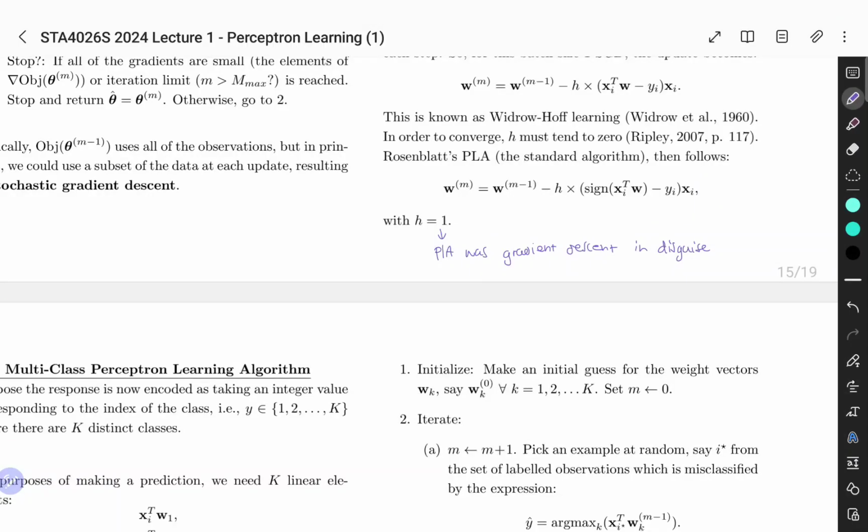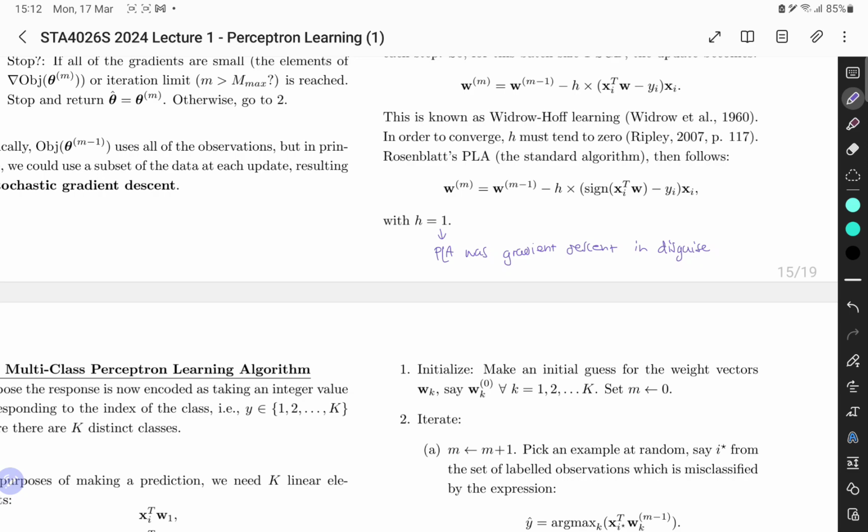Observations, it becomes stochastic gradient descent. And in this case, the only information you're using is a single misclassified observation. So really, the perceptron learning algorithm was all the way along just gradient descent or stochastic gradient descent in disguise. Okay, so very interesting.